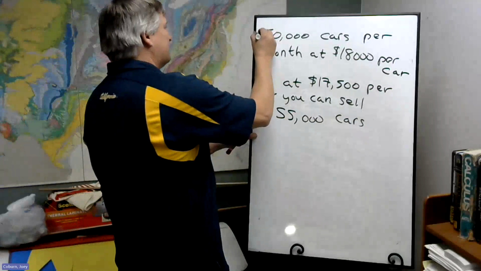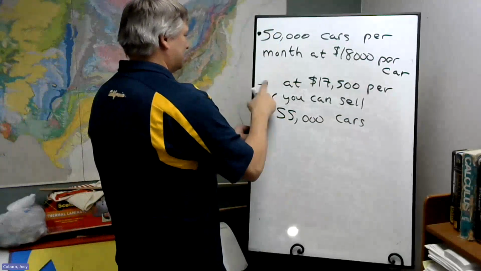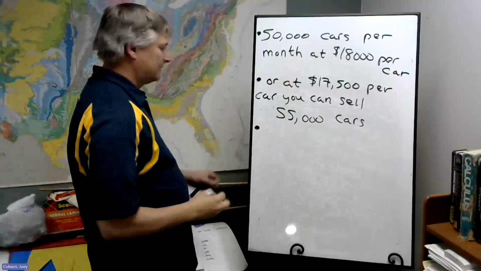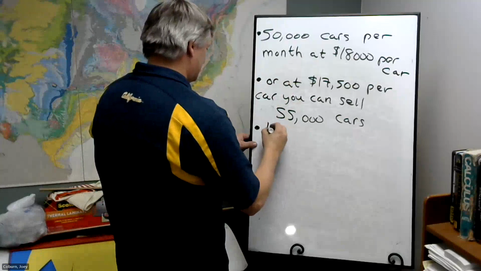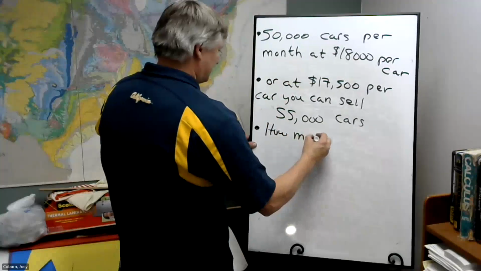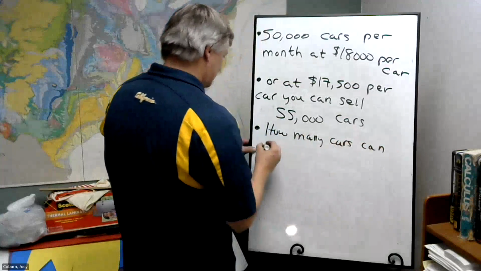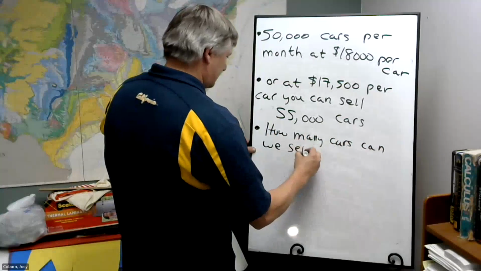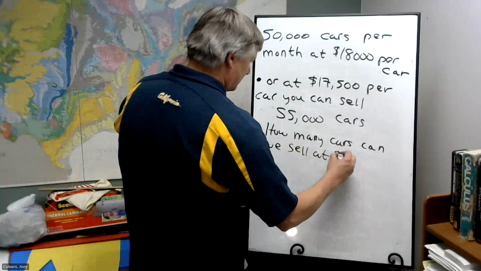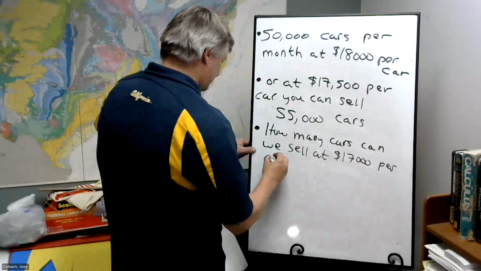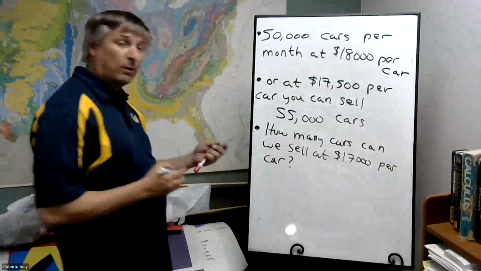I'm going to put some bullets here. This is a bullet point. Make this a bullet point. Next bullet. What about this?